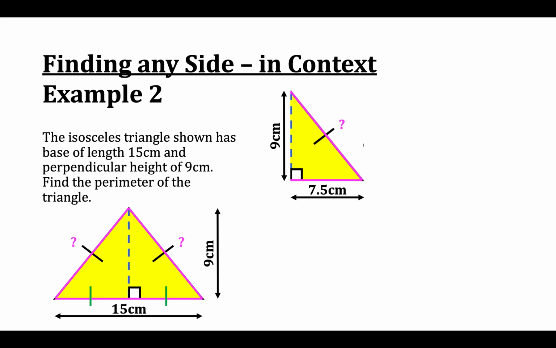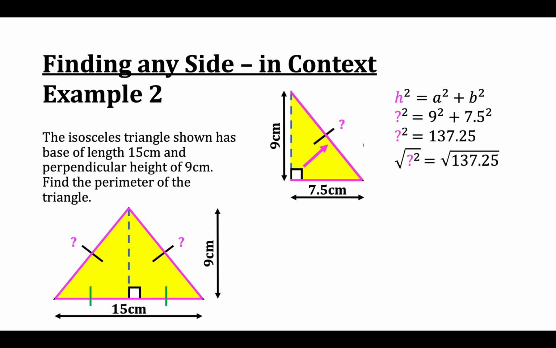And we need to find the hypotenuse here. So we've got a right angle triangle, like I said, so we can use Pythagoras. We can see that the hypotenuse is our question mark, so question mark squared is equal to 9 squared plus 7.5 squared. Putting that into your calculator, you get 137.25. Square rooting both sides gives us 11.72 centimetres, and I've rounded this to 2 decimal places, so I need to state that.